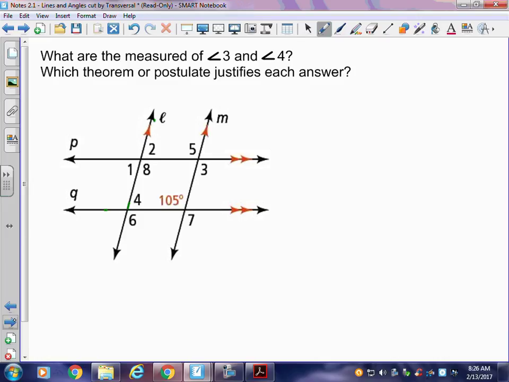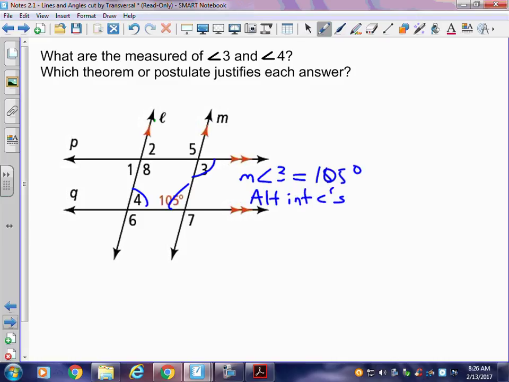It says, what are the measures of angle 3 and 4? Which theorem or postulate justifies your answer? So first you have to figure out how big are 3 and 4. Now they're not even on the same transversal, so that might have something to do with it. Well, first of all, I would say angle 3 is going to be compared to angle 105 because they're equal to each other. The measure of angle 3 is 105 because these are alternate interior angles.